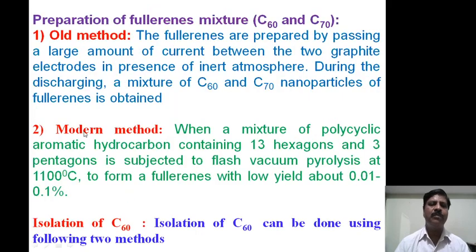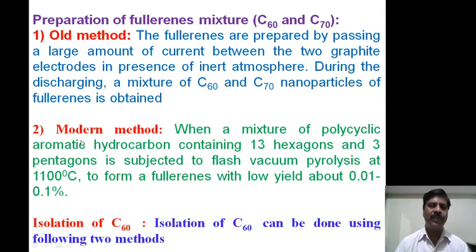Now come to preparation of fullerenes mixture, that is C60 and C70. First one is the old method. The fullerenes are prepared by passing a large amount of current between two graphite electrodes in presence of an inert atmosphere. During the discharge, a mixture of C60 and C70 nanoparticles of fullerenes is obtained.